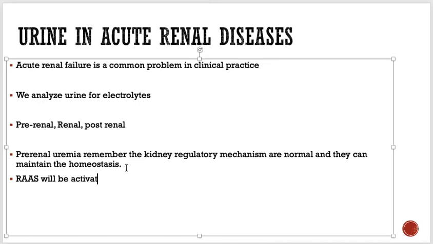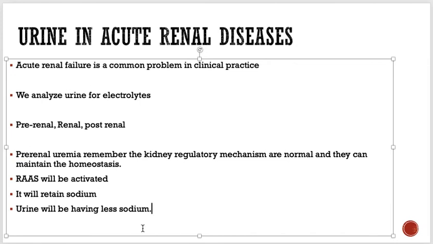And when this system is activated, what will happen? What are the kidneys sensing? Less blood flow is coming. So the kidney will sense some hypoperfusion state or hypovolemia. The renin, angiotensin, aldosterone system will be activated. Aldosterone will do what? It will retain sodium. So when it retains sodium in the body, urine will have less sodium. Guys, remember this. When you take the urine and analyze the sodium in these patients, you will find they have less sodium in the urine. Why? Because the kidneys are preserving the sodium.